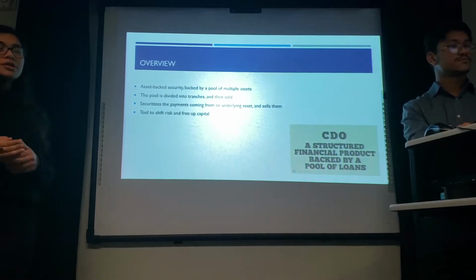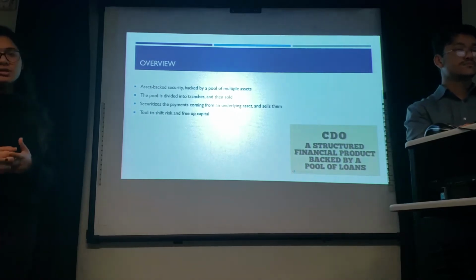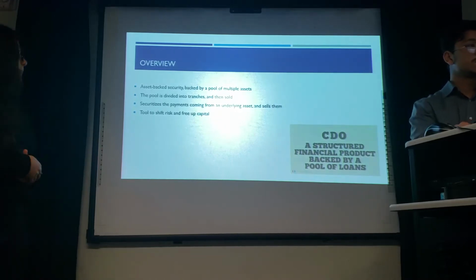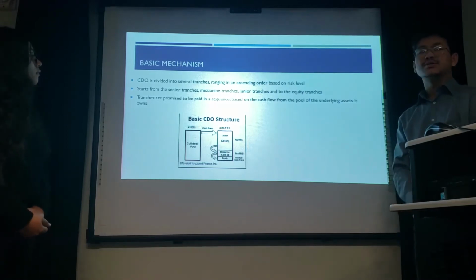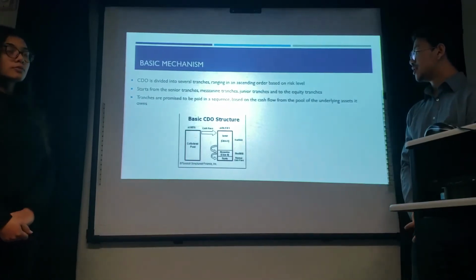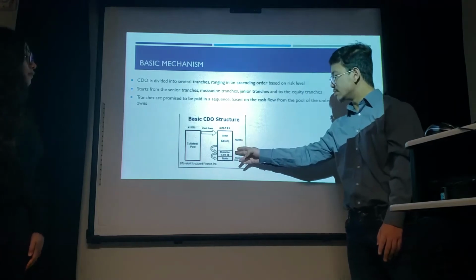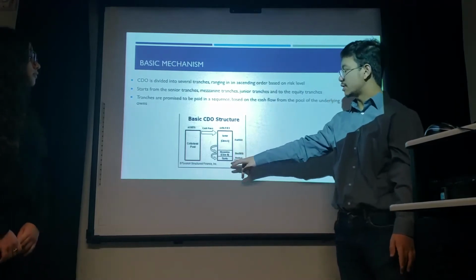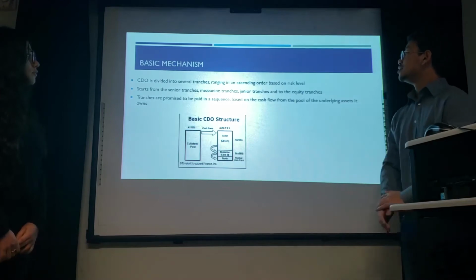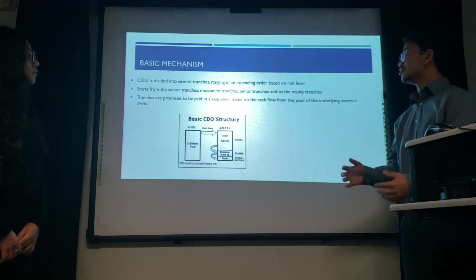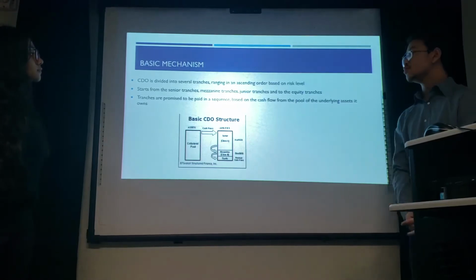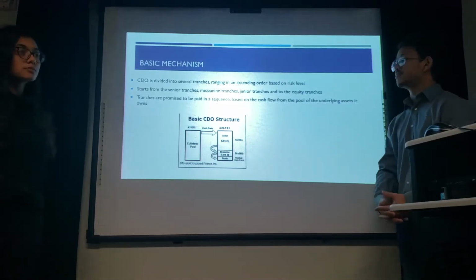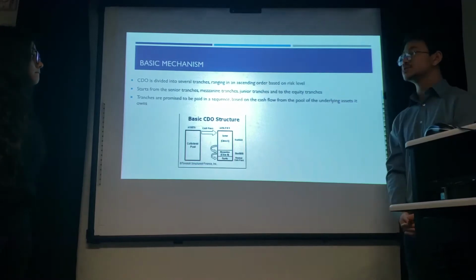So in short, a CDO, or collateralized debt obligation, is a structured financial product which is backed by a pool of loans. How a CDO works is it's divided into several tranches, or in simple terms classes, starting from the senior tranches down to the mezzanine, to the junior, and finally to the equity tranches. As we go from top to bottom, the risk level increases. These tranches are promised to be paid in a sequence, which is entirely dependent on the cash flows coming from the pool of the underlying assets that it owns.